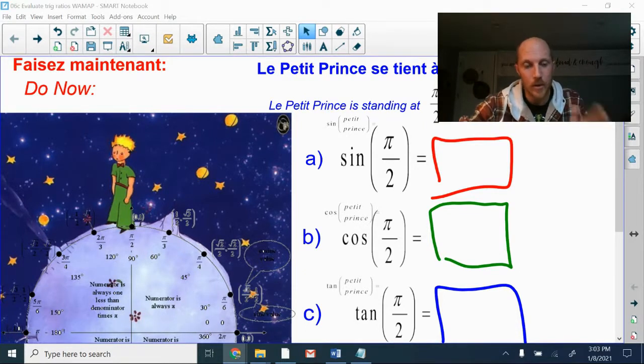We've got Le Petit Prince standing on his little planet right there at a position of pi over 2. Your job is to find the sine of pi over 2, cosine of pi over 2, and tangent of pi over 2. No need to do anything in French. Go ahead and hit pause so you get those evaluated.